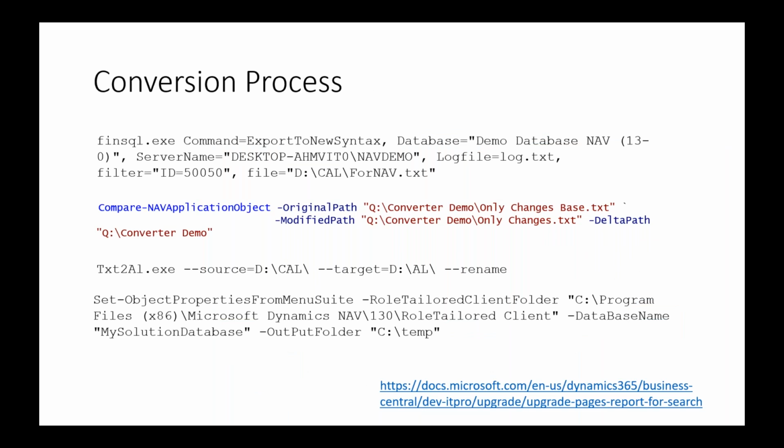So let's look at the conversion process. The conversion process, as I said before, is a mix between PowerShell and MS-DOS. First, you have to run MS-DOS to run finsql.exe with the command export to new syntax. You have to give it the database, the server name, a log file, a filter, and an export file. The filter is very important because you don't want to export every object to your extension.